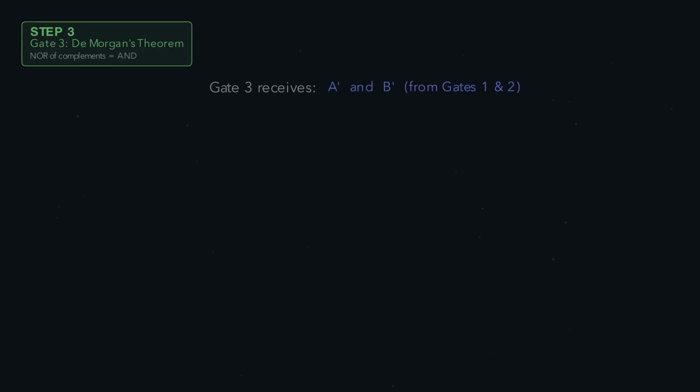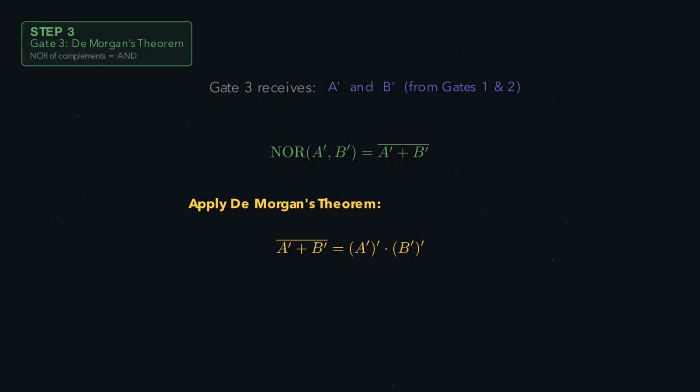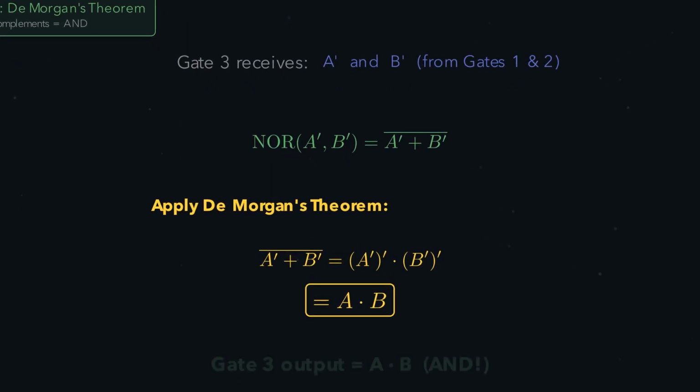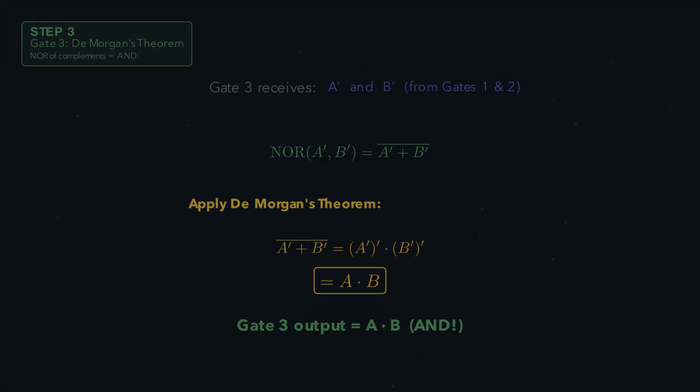Now here's the key step. These inverted signals, not A and not B, feed into a NOR gate. We need De Morgan's theorem here. NOR of not A and not B means we take the complement of their sum. By De Morgan's law, that simplifies beautifully to A and B. The double negation on each variable cancels out perfectly.